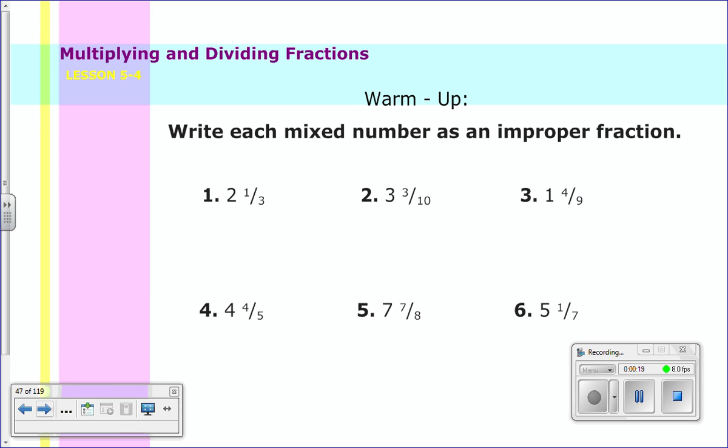Alright, so this might be a good place to warm up for tonight first. Again, write each mixed number as an improper fraction. Well, I showed that to you the last lesson. You multiply the denominator by the whole and then add in whatever's in the numerator. So 2 times 3 is 6, plus 1 is 7, 7/3. Go ahead and do 2 and 3 for me.